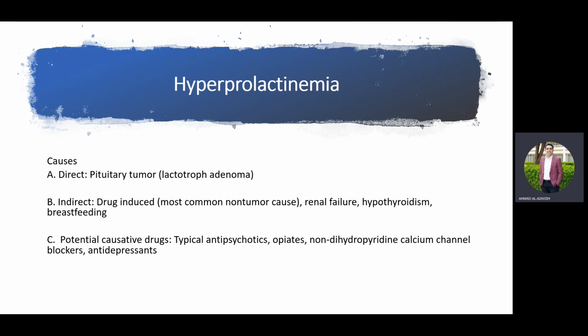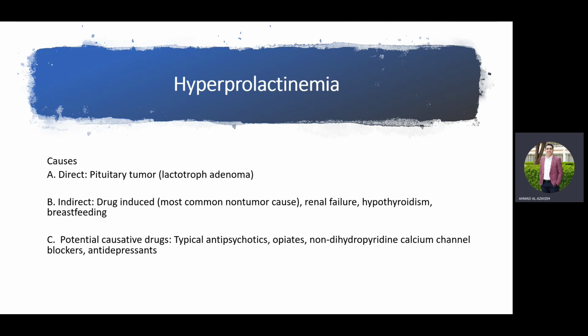Hyperprolactinemia is another topic related to what we call hypersecretory disorders of the pituitary gland. Hyperprolactinemia is actually due to an increased level of prolactin secretion due to different causes. It may be direct, which could be a pituitary tumor. You know, the pituitary gland does produce the prolactin hormone. An indirect cause would be drug induced, for example.